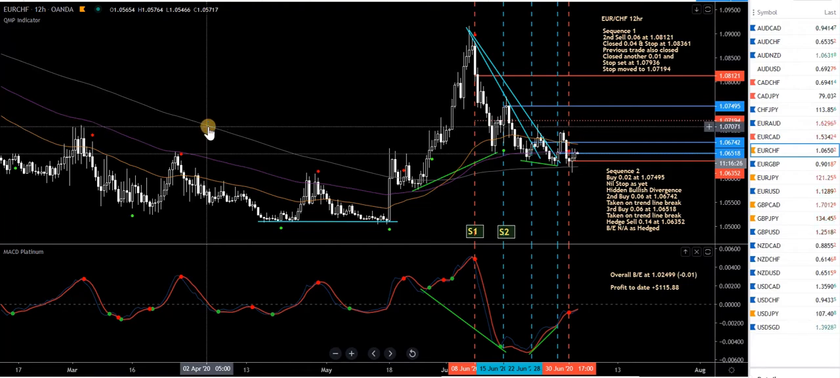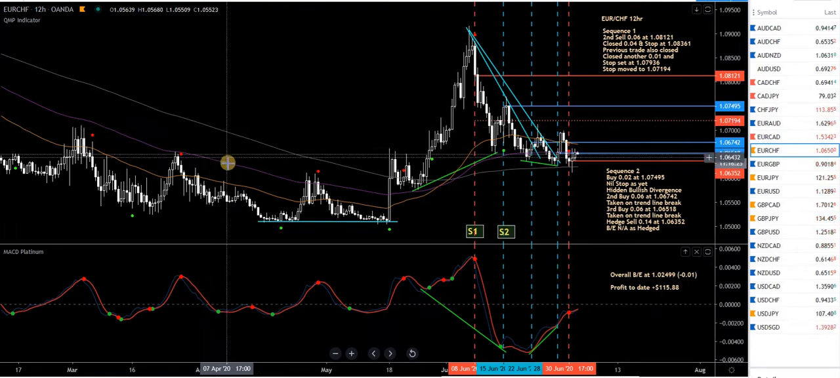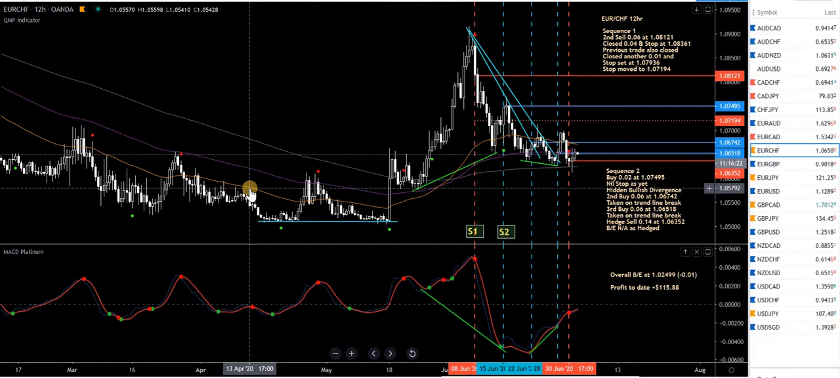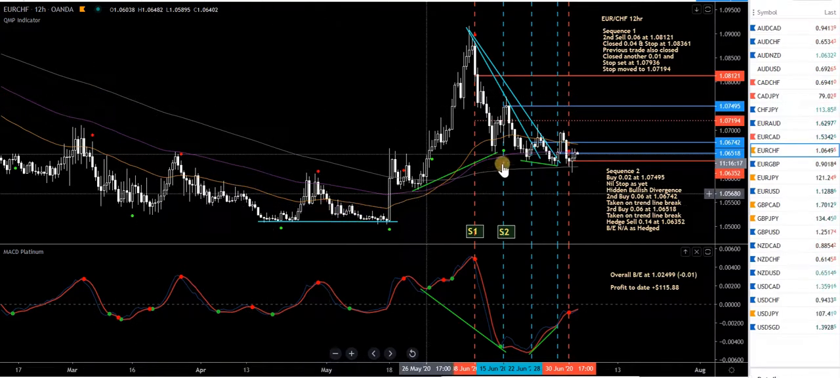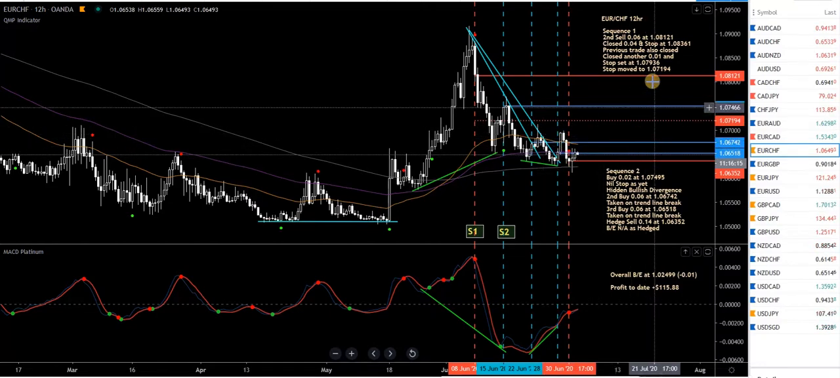Three moving averages: 240 LMA, 100 EMA, 50 EMA. That just gives me an idea of trend. As you can see here, the trend's down, then it turns. All right, so let's get on to trading.